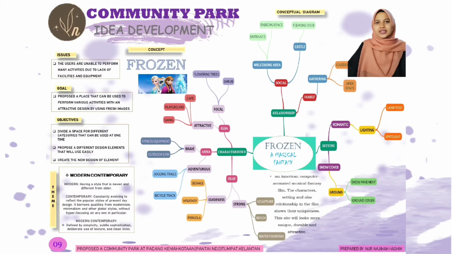Okay, next characteristic is from Olaf. Olaf has a strong character, and also he is a guide for people. So for the guidance character, I want to propose signage, walkway, and also pergola. For the strong character of Olaf, I want to propose sculpture, bench, and also a water fountain for the site.